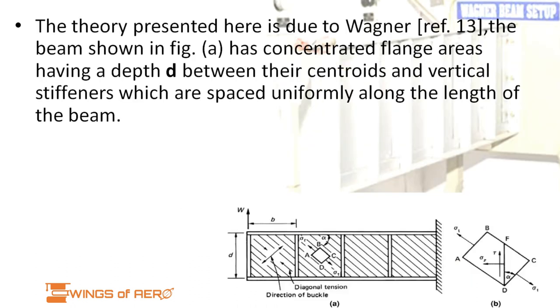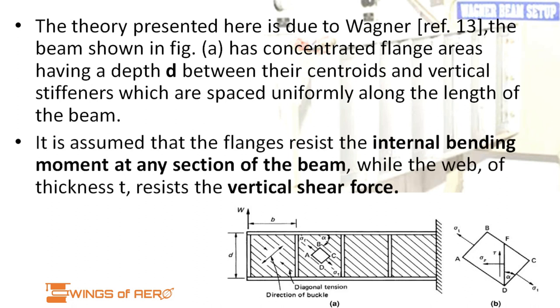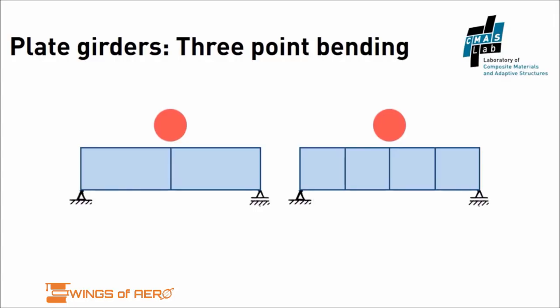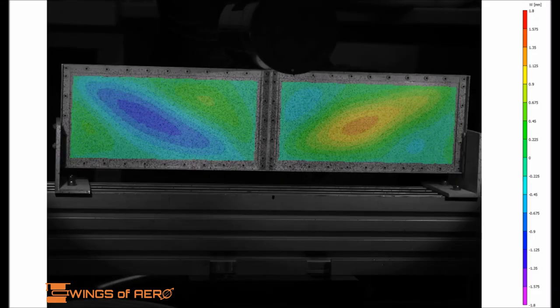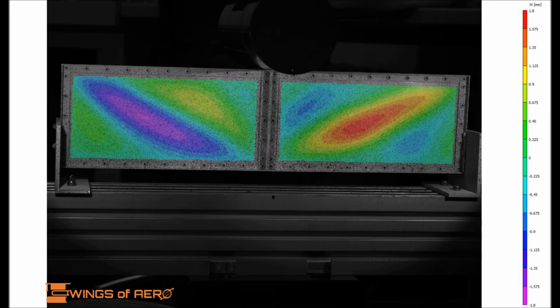We can see this theory represents concentrated flange areas having a depth d between the centroids, and vertical stiffeners which are spaced uniformly along the length of the beam, as shown in the figure. It is assumed that the flanges resist the internal bending moment at any section of the beam, while the web of thickness t resists the vertical shear force. We can see animated videos showing how the diagonal tension takes place when load is applied to the system.